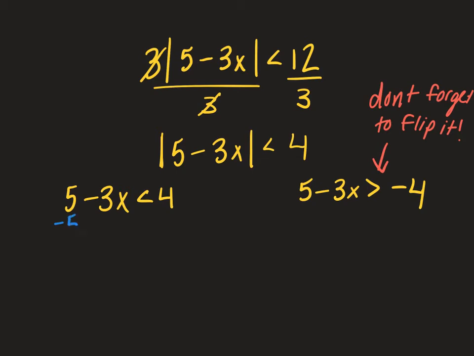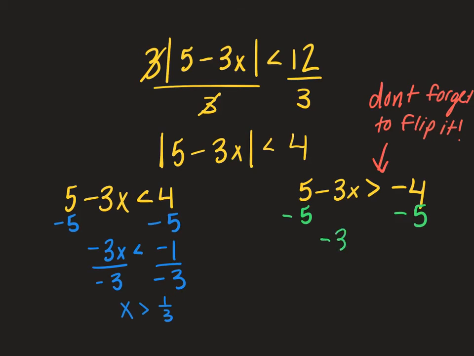So we're going to subtract 5 from both sides. So negative 3x is less than negative 1. We're dividing by negative 3. What does that mean? Flip the sign. So it's x is greater than 1/3. And then on this side, we're going to do the same thing. We're going to subtract 5 from both sides, which gives us negative 3x is greater than negative 9. Divide by negative 3, and x is less than 3.